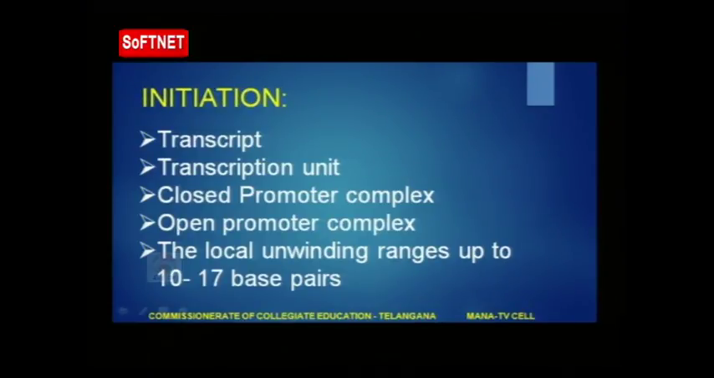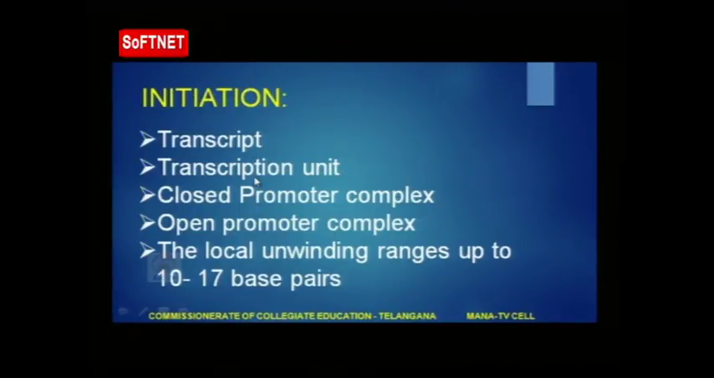This transcription unit you can consider as a synonymous term of the cistron. Cistron is nothing but the coding region of the DNA, or the region which is expressing the DNA is also called a cistron. So the transcription unit may be a synonym of the cistron.